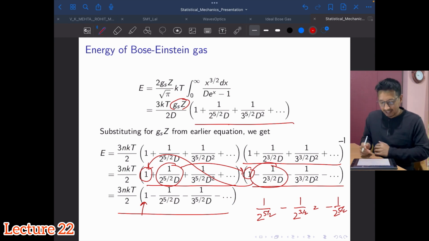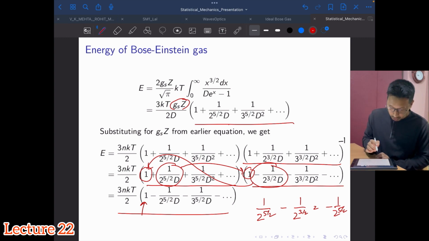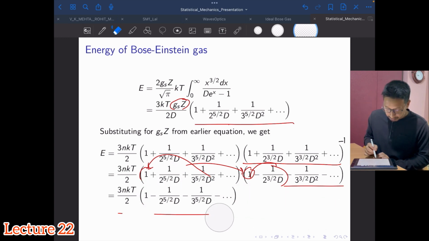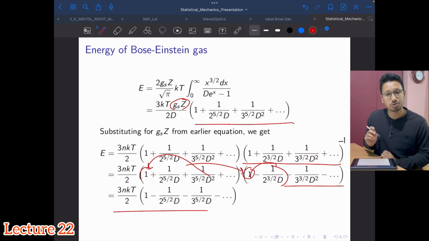So you will see that the product of these two infinite series will give you another infinite series with these expressions or terms. You will end up with the expression for energy given by this expression, as shown here.